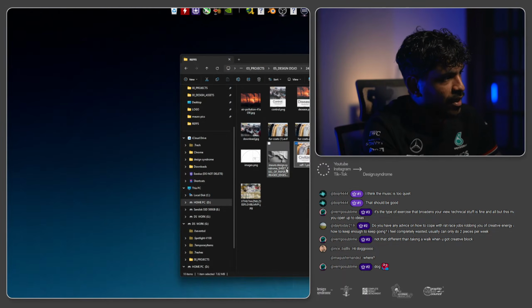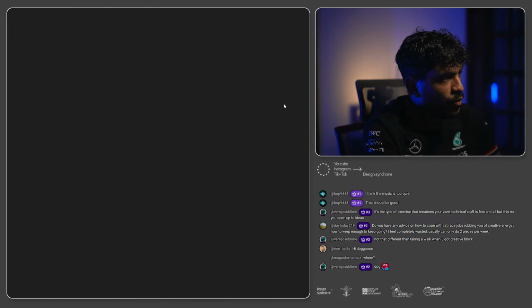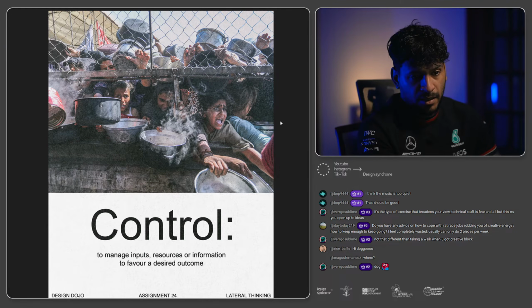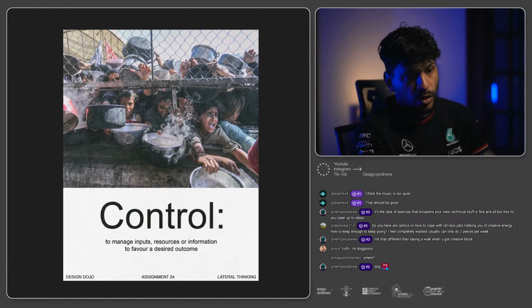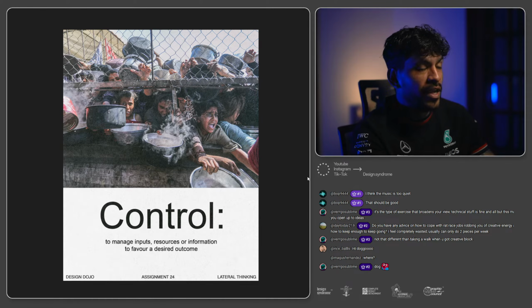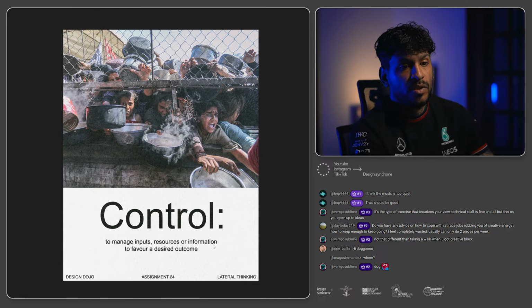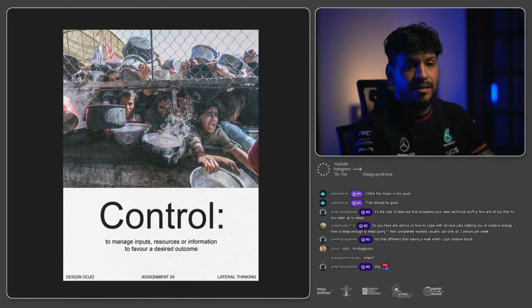This is a really nice assignment that goes really well with stuff that's more social critique, you know, control, to manage inputs, resources, or information to favor a desired outcome. Desired outcome here is the key part for me, right? Which I'm implying that this outcome is desired, right? It's been planned. You know, that's the exercise.